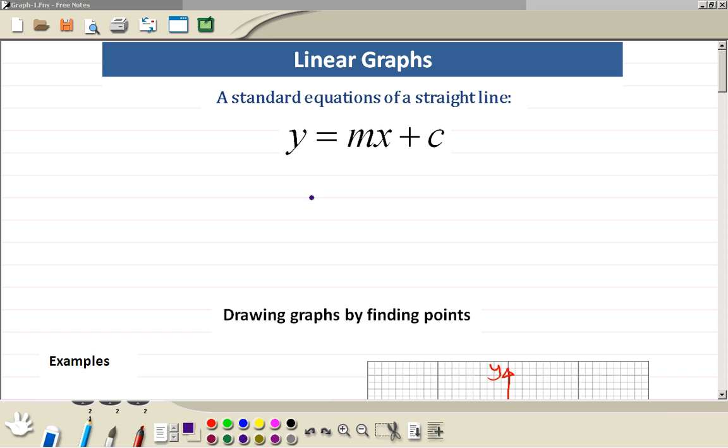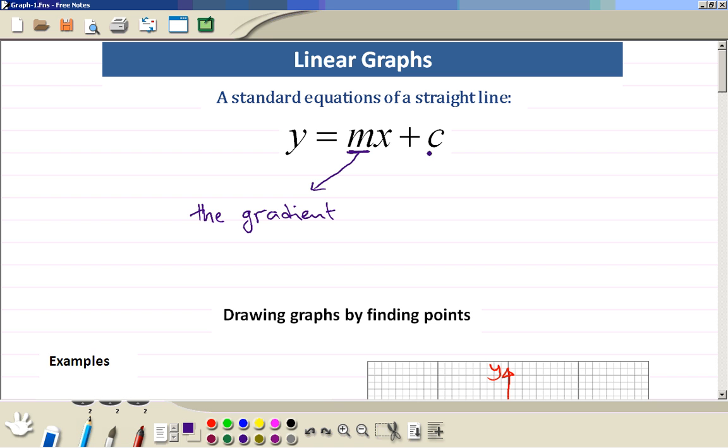Linear graphs. This is a standard equation of a straight line, y equal to mx plus c. Now the number before x is called the coefficient of x. In this case it is m, and this is the gradient of the line.